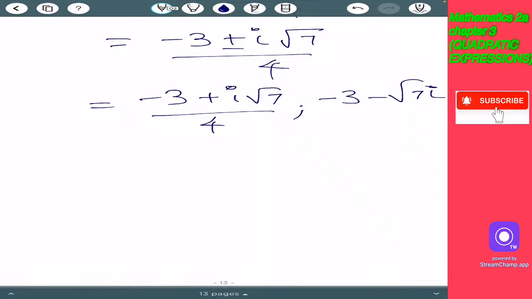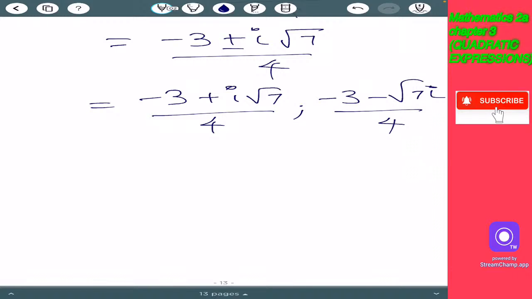Now how is my screen? Is it inverted? Still, Bilal, is it inverted? Hello? Okay.